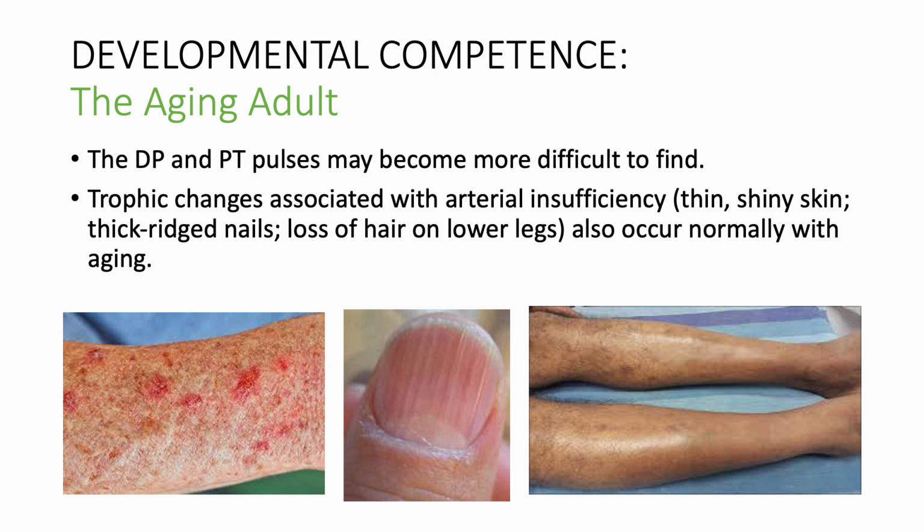For our oldies but goodies, we might see that the dorsalis pedis and the posterior tibialis pulses are very difficult to find. We talked about that. We might see some changes: thin, shiny skin, thick, rigid nails, loss of hair on their legs, so uneven hair distribution. These are all normal with aging. So if you see a test question that asks about what is normal for an aging adult, this is the slide to review.